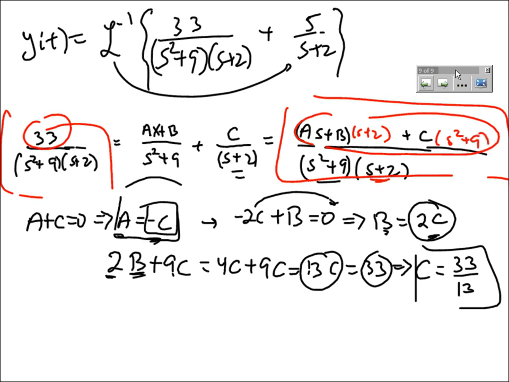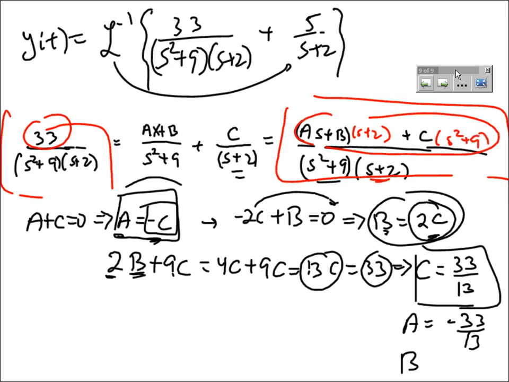Well, I know a is just c with a negative sign in front. So a is negative 33 over 13. And b is twice c. You double c, you get 66 over 13. So now I have a, b, and c.